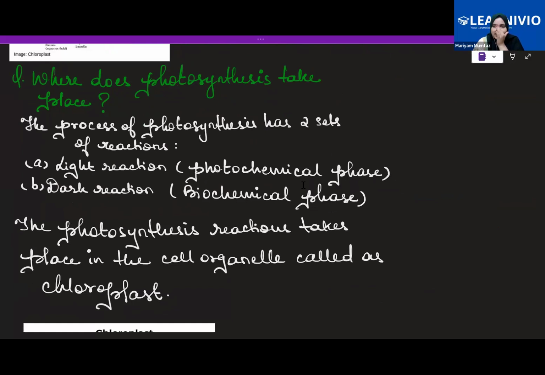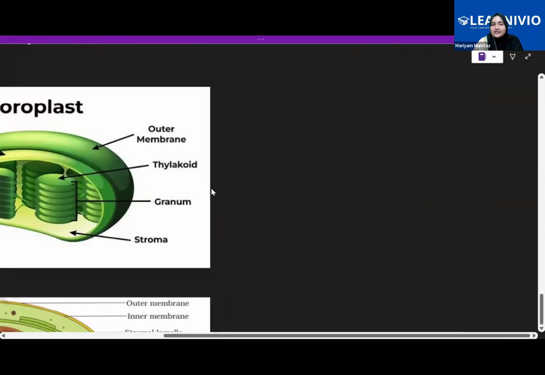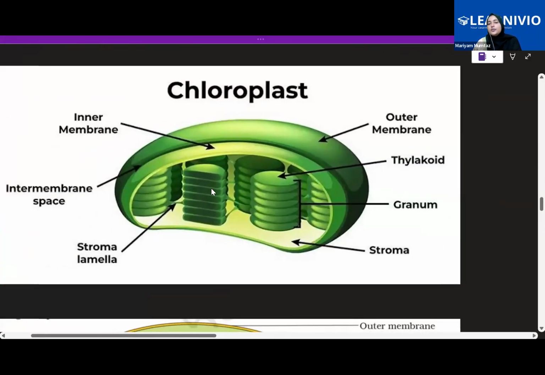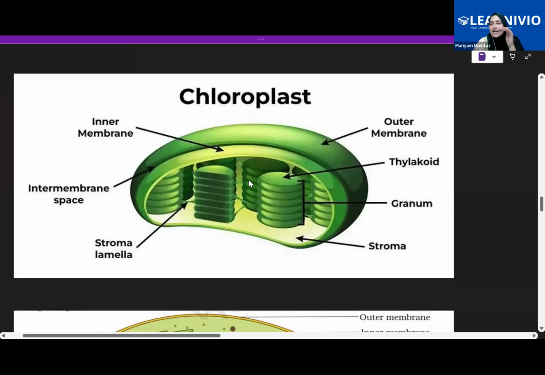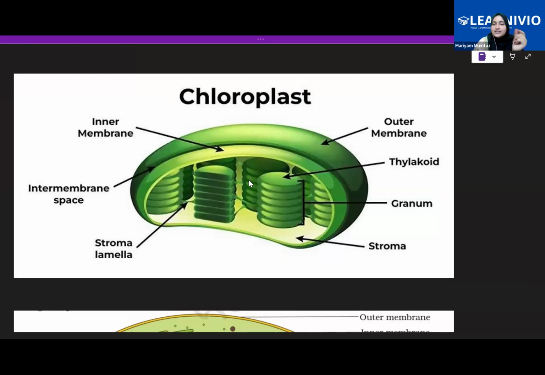And this basically takes place in the cell organelle which we call chloroplast. Now, let us quickly revise the structure of chloroplast. You people know that it is a double membranous structure that has an outer membrane and an inner membrane. Inside the chloroplast, the space enclosed by the membranes is the stroma.